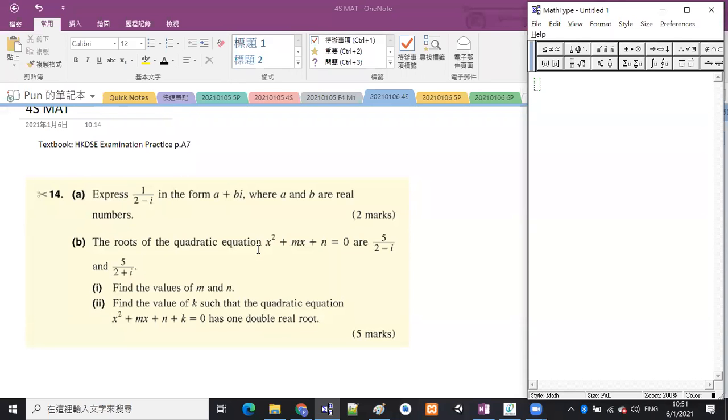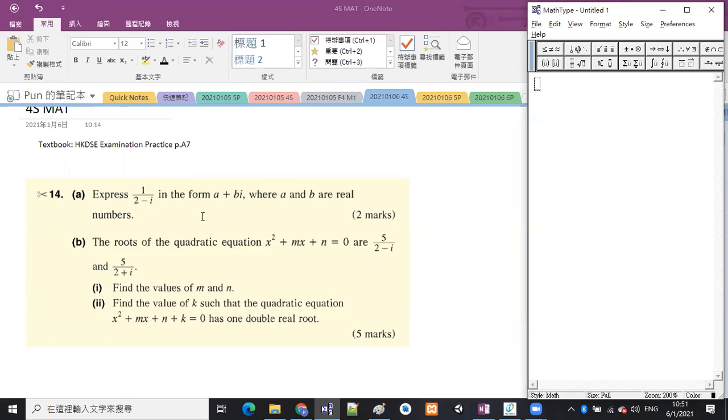So yesterday we were still talking about the examination practice at the end of the textbook. We stopped at question number 13, and today we will start from number 14, and then we will continue to talk about the second examination practice after the first one is finished. Okay, so number 14.